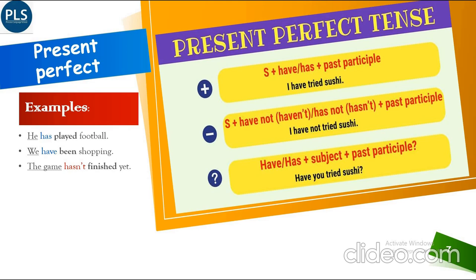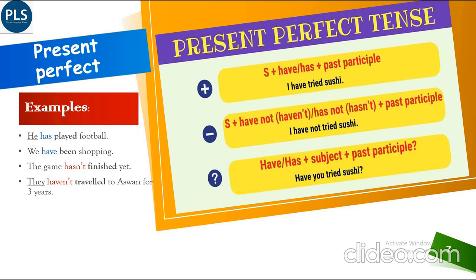The game hasn't finished yet. The game, it, or the subject, it. Then the helping verb, has or have, but in the negative form, hasn't. And then the verb in the past participle form. Another example, they haven't traveled to Aswan for 3 years.